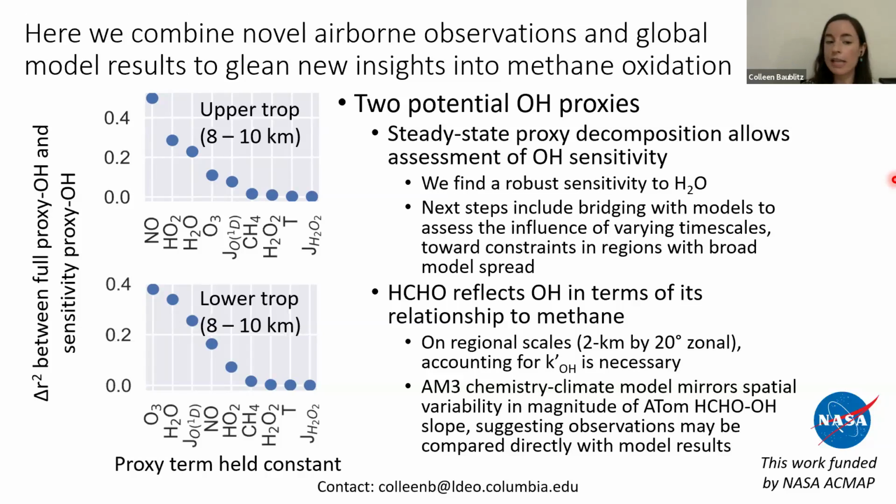And then from there, we looked at formaldehyde, which could be in particular helpful in terms of constraining model methane oxidation. And so we see that on essentially smaller scales than have been considered in past work, formaldehyde does reflect OH, in particular when accounting for OH reactivity. And so we also see that our model, AM3, the chemistry climate model, seems to mirror spatial variability and the magnitude of the formaldehyde OH slope, so that there's initially promising results that the ATOM observations could be used directly as constraints on our global models.